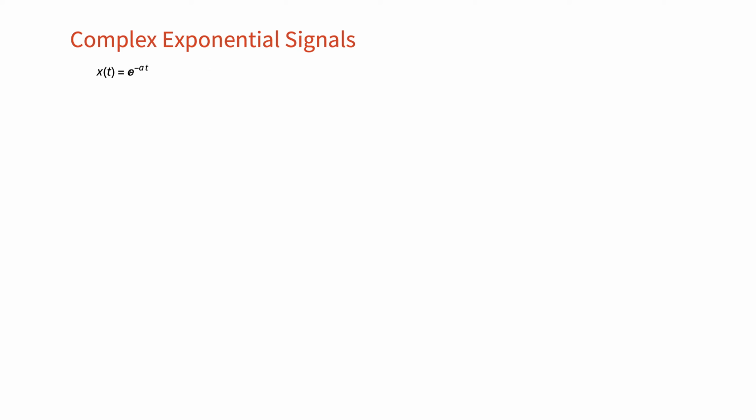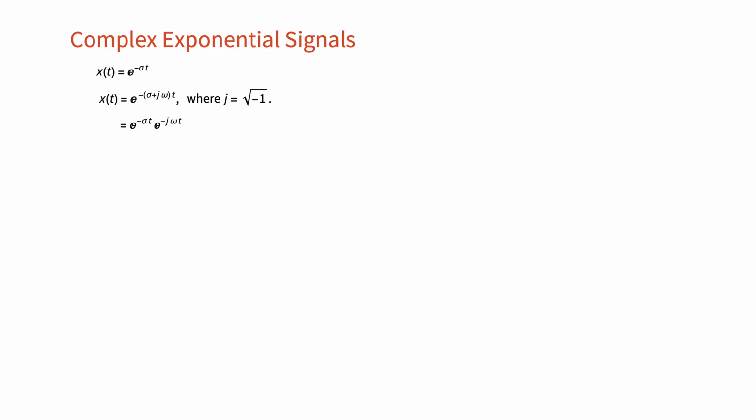If the parameter a is a complex value, then we call the signal a complex exponential signal. So complex exponential signals are specifically expressed as shown here, where j is the square root of -1, an imaginary number, and omega is a real positive scalar.